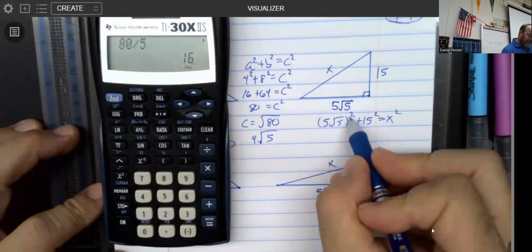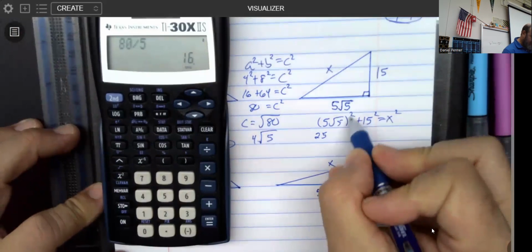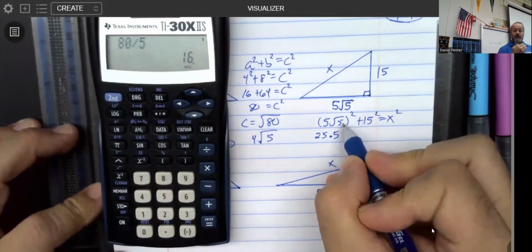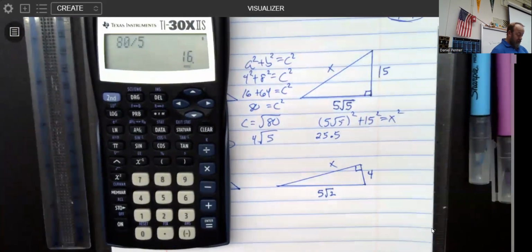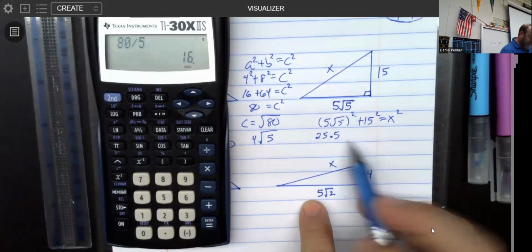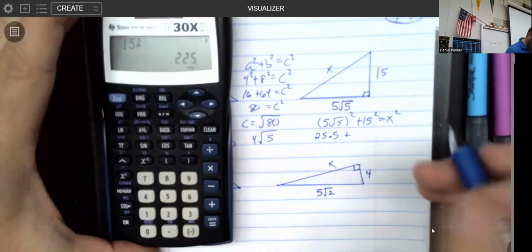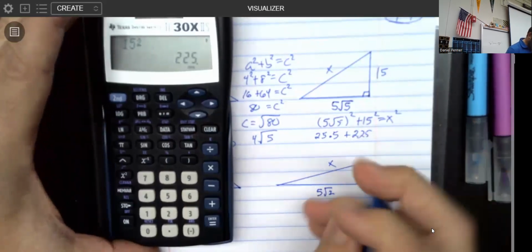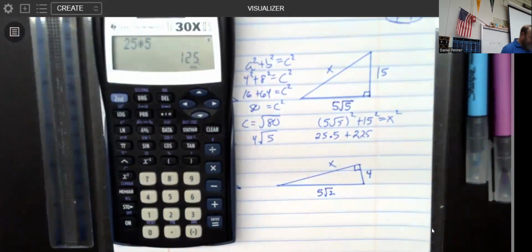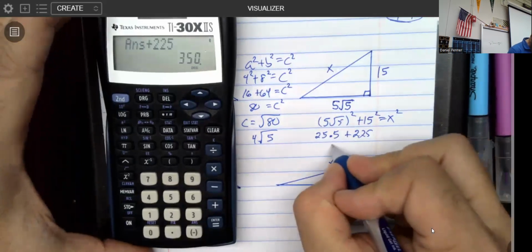But if I take 5 root 5 and I square it, well, 5 squared is 25, and root 5 squared is 5, because a square is an inverse of a square root. They just cancel each other out. So again, 5 squared is 25, root 5 squared is 5. And according to my calculator, 15 squared is 225. So looks like I got 25 times 5, which is 125, plus another 225. This part is 350. Okay.